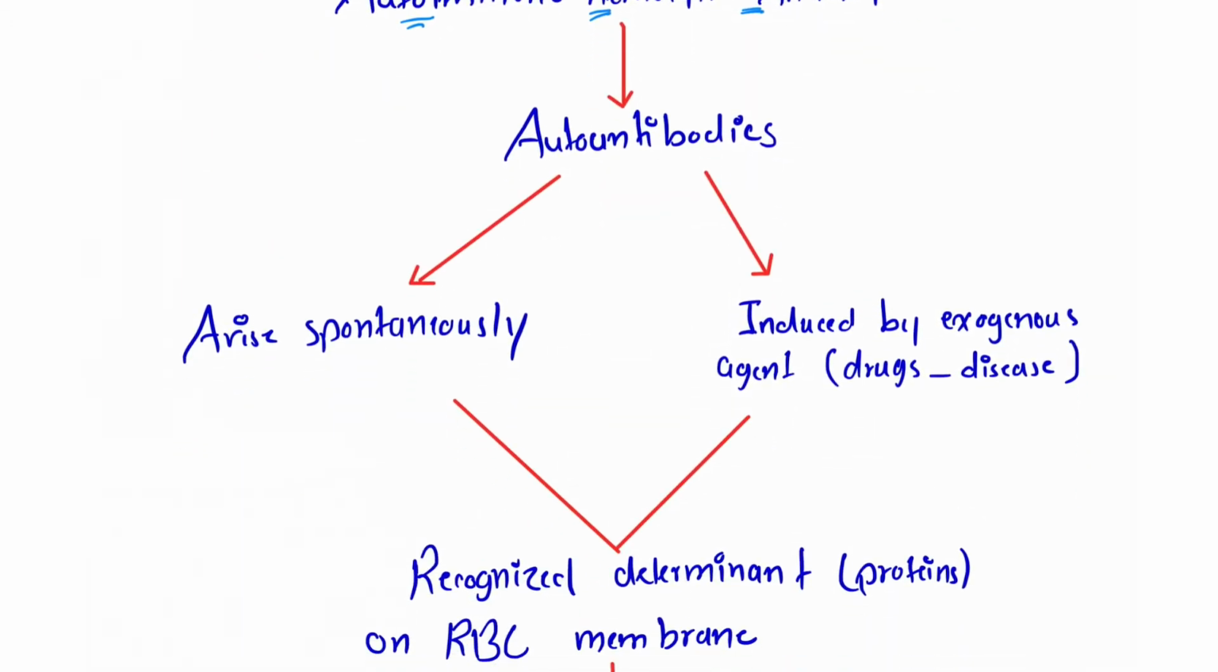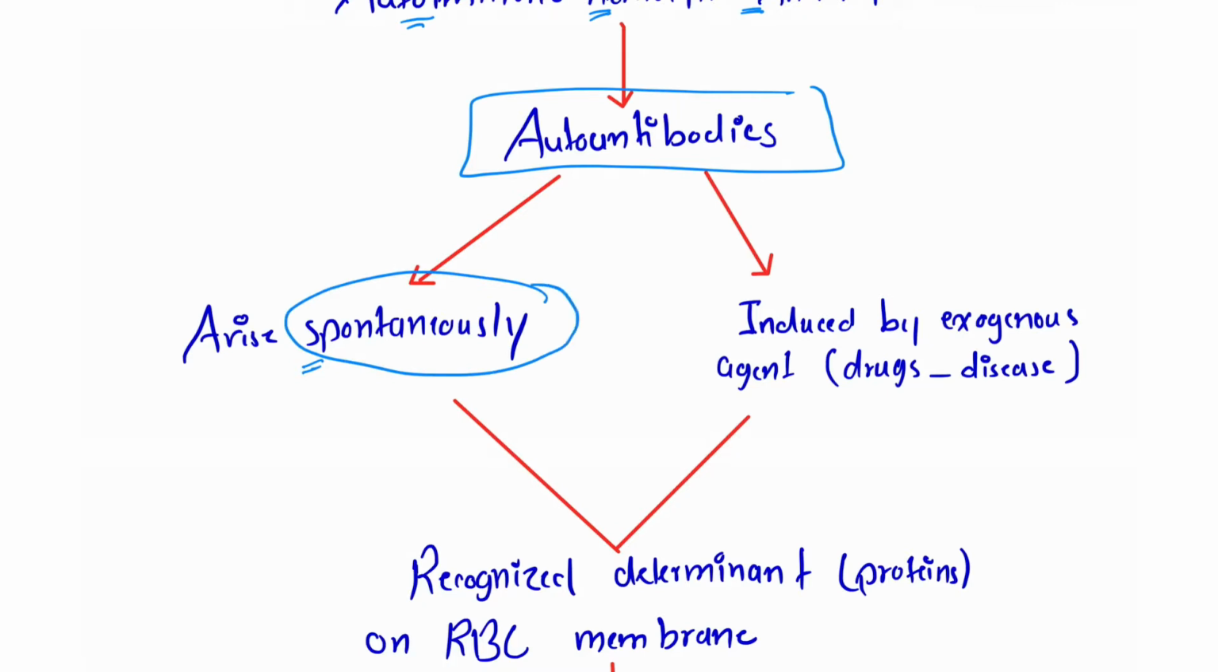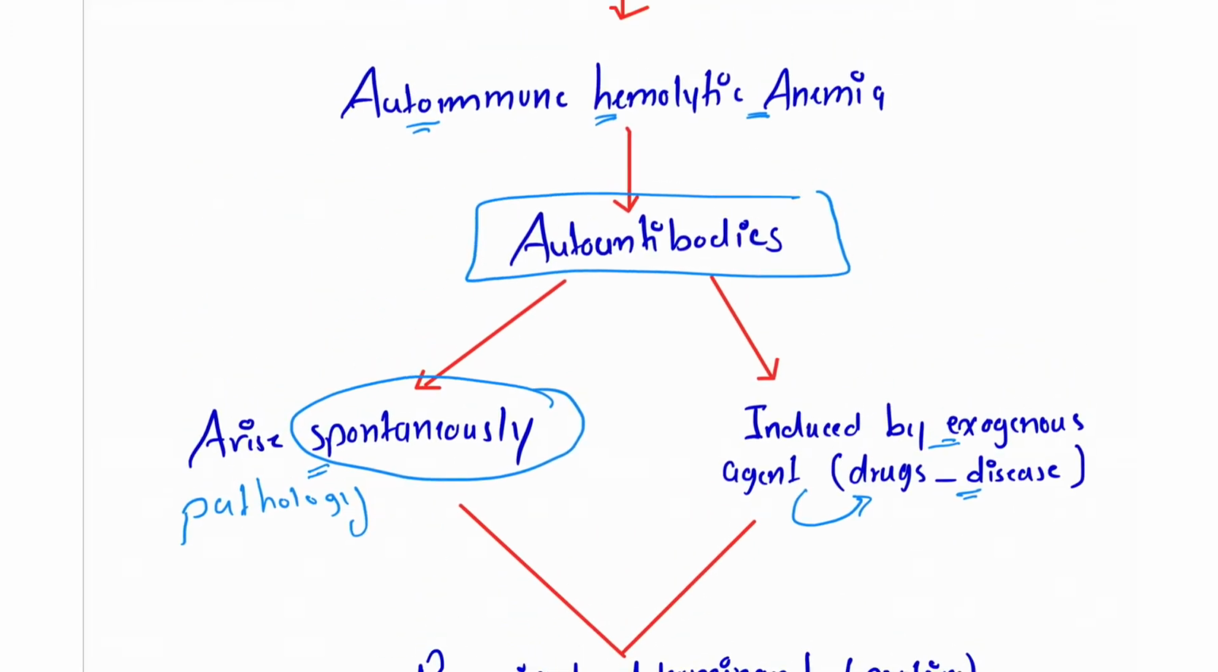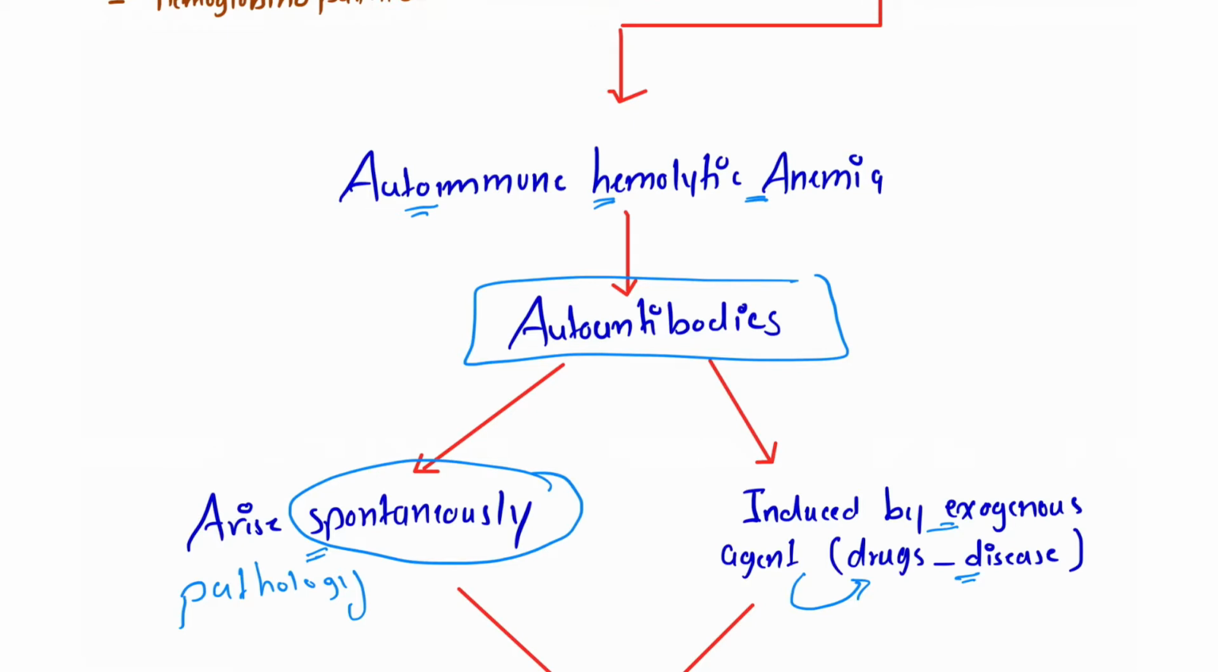This type of anemia is caused by autoantibodies that arise either spontaneously, meaning antibodies arise without underlying pathology, or this antibody can be induced by exogenous agents such as drugs or diseases. This autoantibody will recognize determinants or proteins present at the surface of RBC and cause hemolysis of RBC. So as a summary of the cause of autoimmune hemolytic anemia, we have self antibodies, and this antibody will bind to self RBC and induce hemolysis.